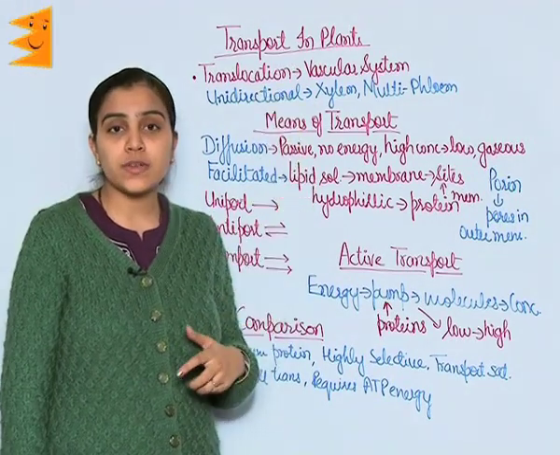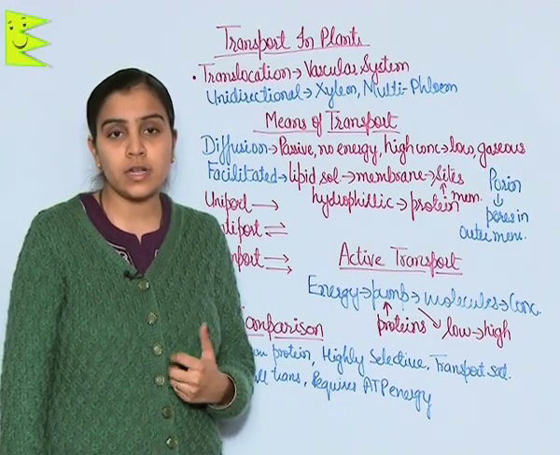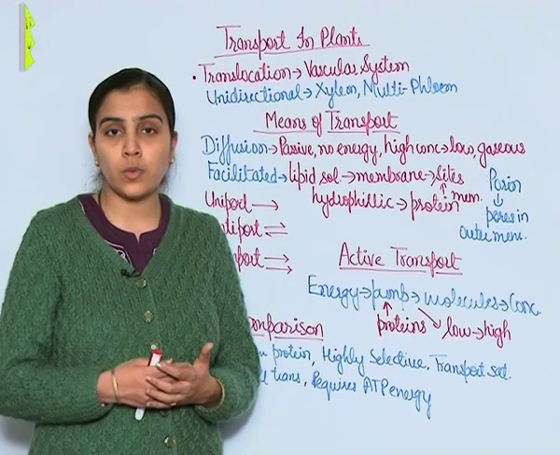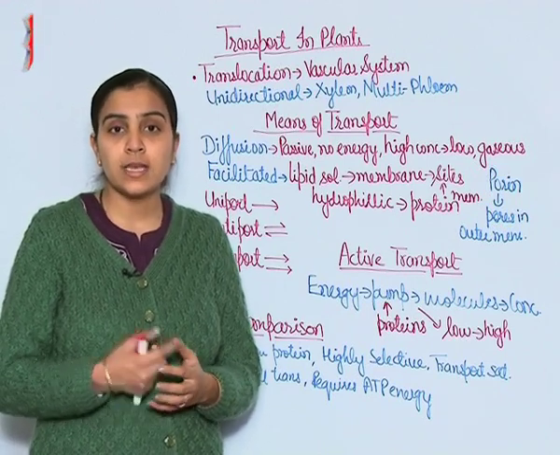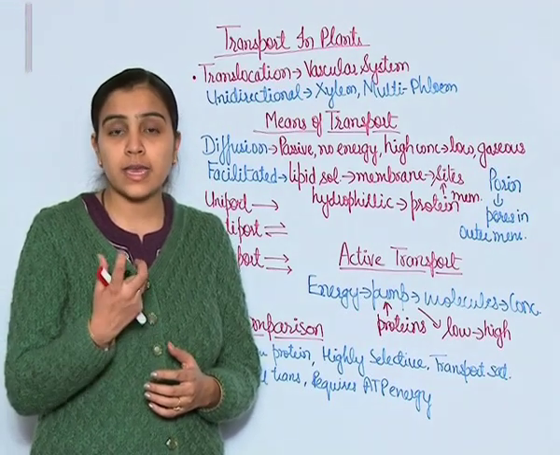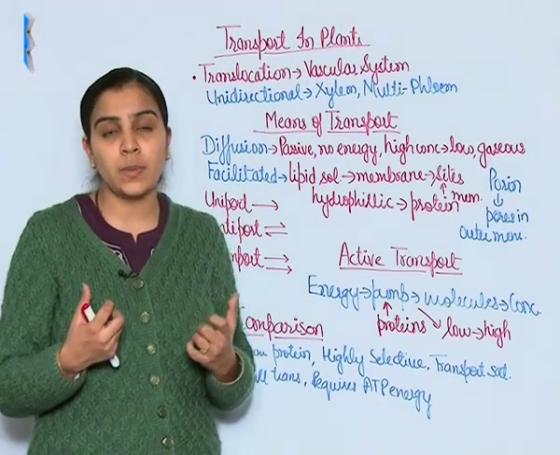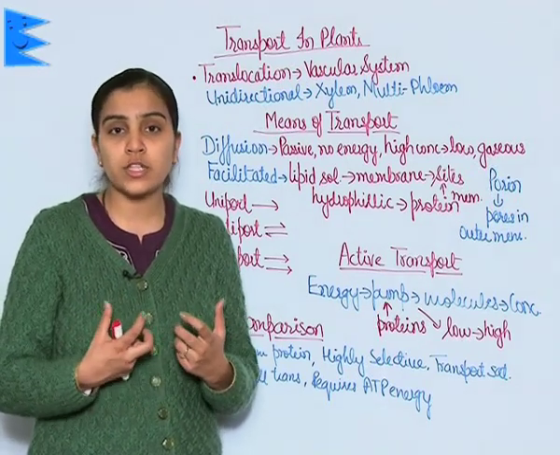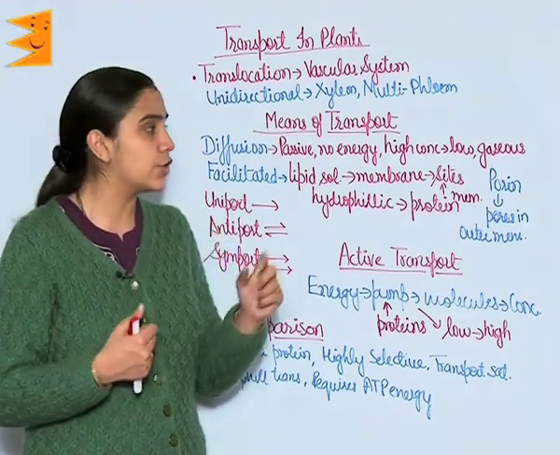In case of xylem, this translocation is unidirectional, whereas in case of phloem, this translocation is multidirectional, because the food synthesized at the leaves, the source, is to be transported not only to the various parts of the plants but also to the storage units. Hence, this flow is multidirectional.